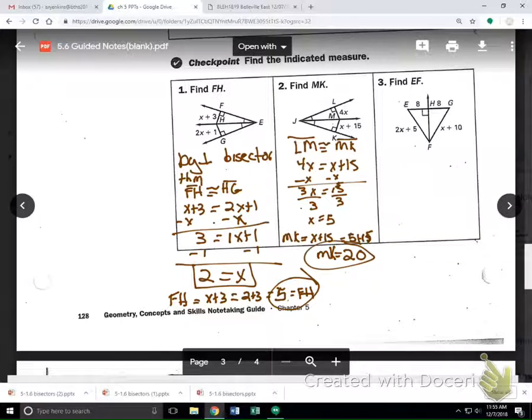Okay, now we are looking at our next one, which goes back to that theorem we just learned, the perpendicular bisector theorem. Again, we see that our two sides are also going to be congruent. So we see that FE is congruent to FG, which means that 2x plus 5 equals x plus 10.